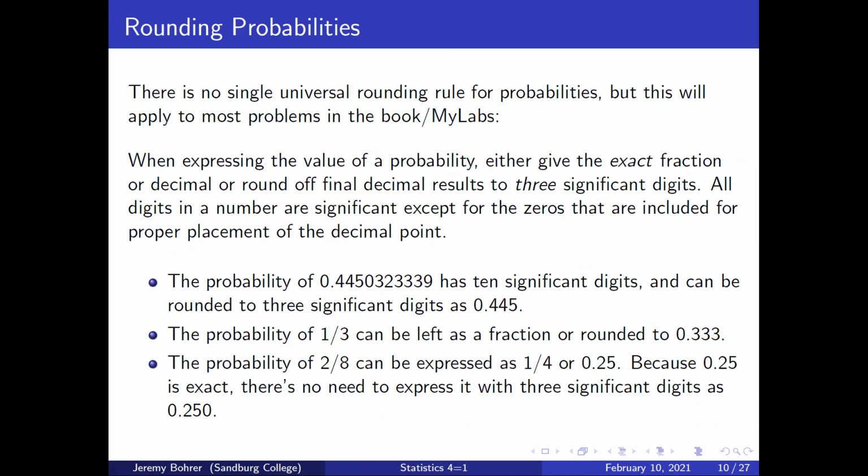There is no single universal rounding rule for probabilities, but this will apply to most problems in the book and MyLabs. When expressing the value of a probability, either give the exact fraction or decimal or round off final decimal results to 3 significant digits. All digits in a number are significant except for the zeros that are included for proper placement of the decimal point.